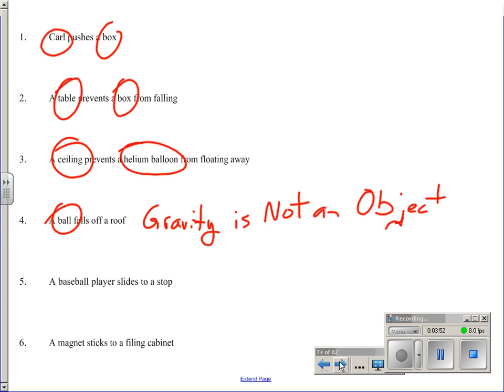So in this interaction, anytime you've got an object falling, anytime you're talking about the force of gravity, then your objects are whatever it is that's being pulled by gravity, and the other object is the Earth, because it's the Earth's gravity that pulls the ball. Okay?